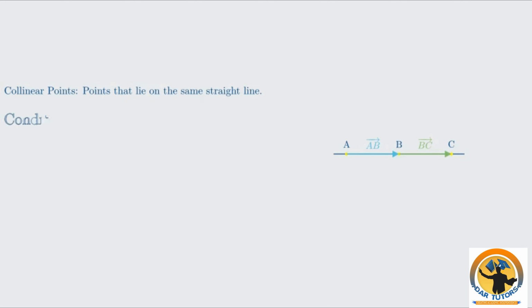Our final objective is to use these concepts to prove that 3 points are collinear. Collinear points are points that lie on the same straight line. Imagine 3 points, A, B, and C, on a line. The vector from A to B, which we write as AB vector, and the vector from B to C, BC vector, must be parallel. So, the condition for collinearity is that the vector AB is a scalar multiple of the vector BC. That is, AB equals k times BC for some scalar k. This proves they are parallel.